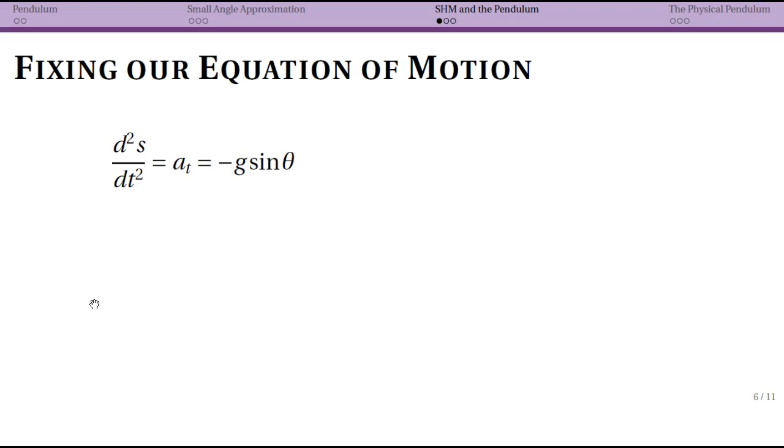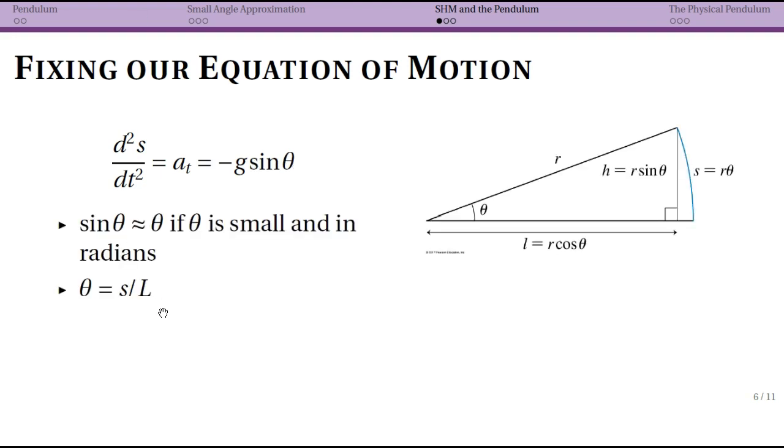So for our pendulum, we had an equation of motion that didn't look like the differential equation we knew the answer to. And that was because we had s over here, our arc length, and we had theta over here, an angle. And not just theta, but sine of theta. So this wasn't in the form we needed. But what we can do is use the small angle approximation to say sine of theta is approximately equal to theta, as long as theta is small, say less than 10 degrees or so, and it's in radians.